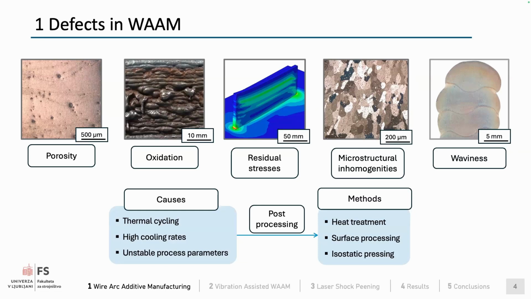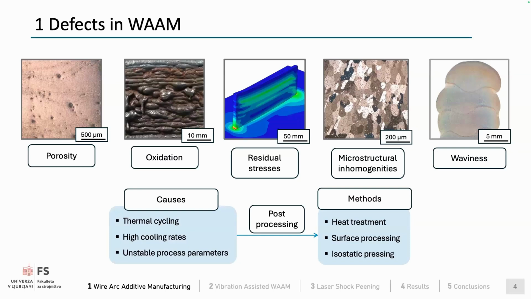Also microstructural inhomogeneities, such as microstructural anisotropy because of the directional heat transmission towards the substrate, and waviness because it uses layer by layer deposition. So the conventional approach to mitigate these defects is through different post-process methods, such as heat treatment, let's say solution annealing or homogenization, surface processing, milling to reduce the waviness, and isostatic pressing for reducing the porosity.